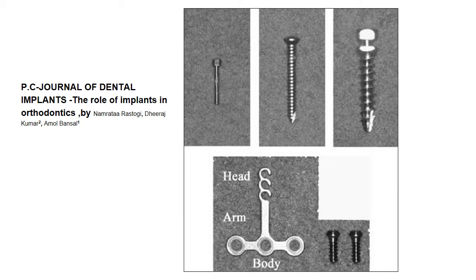Now, where are they used? The screw type of implants are most frequently used today in orthodontics, but the lower one is the plate type of implant. Now, the plate type of implant is used for closed implants. We'll discuss that in the coming slides.